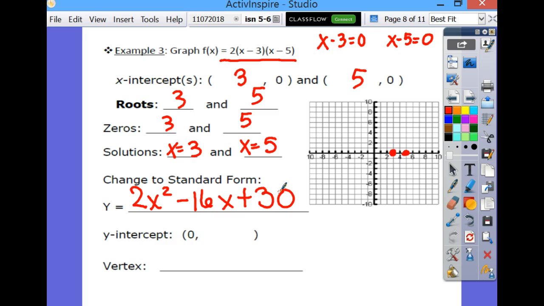Now, what's the y-intercept going to be? This number right here in standard form gives us the y-intercept. Now, how do we get the vertex? Well, there's two ways. Since we have it in standard form now, you could use the formula that's over there on the board with the standard form. But I think there's an easier way, by just using some common sense. Do you have any common sense?